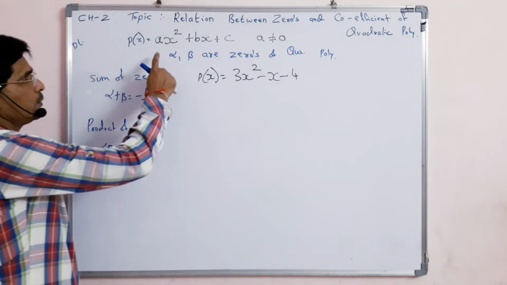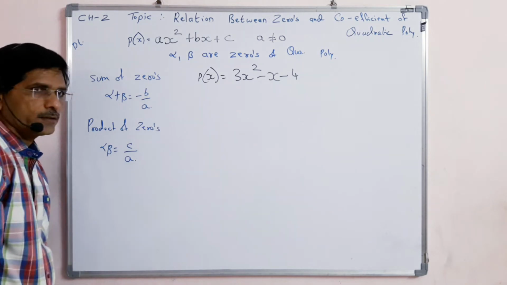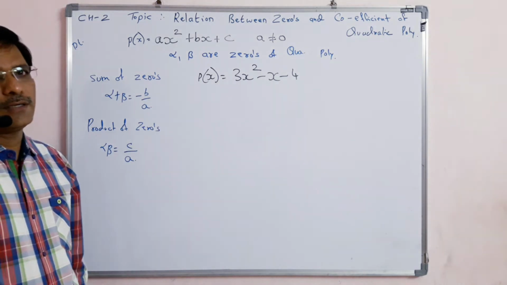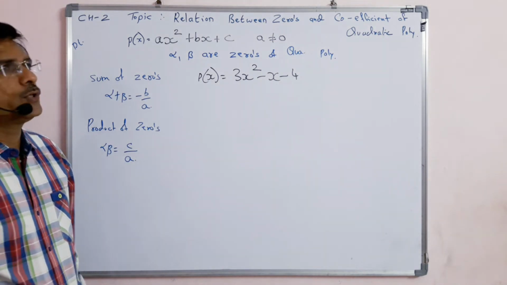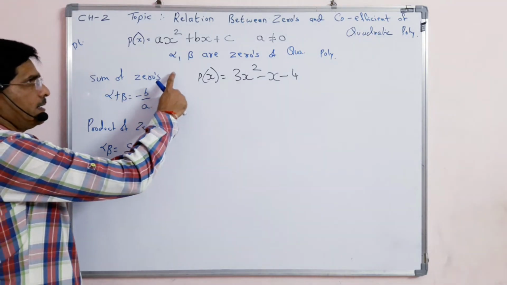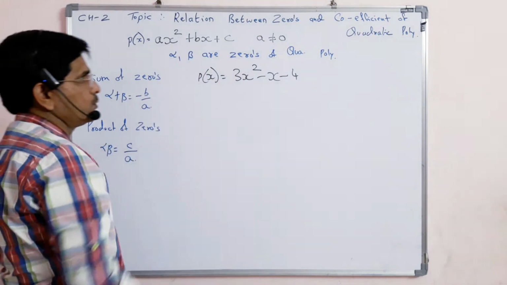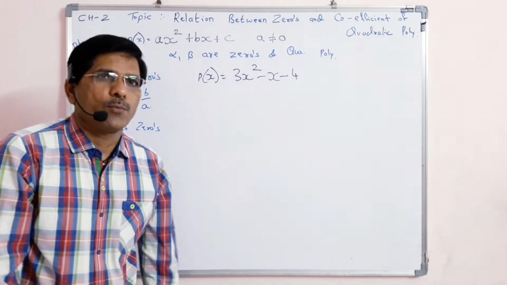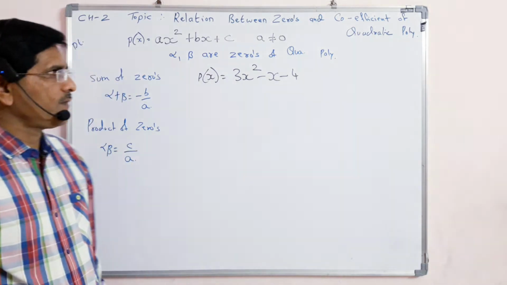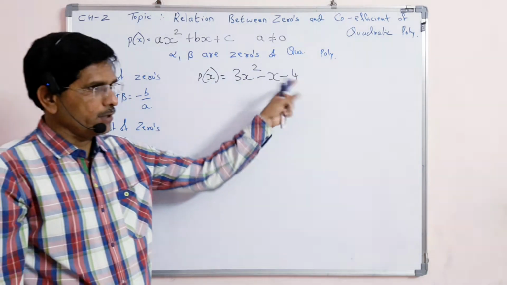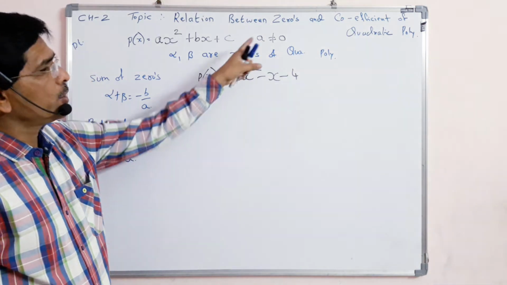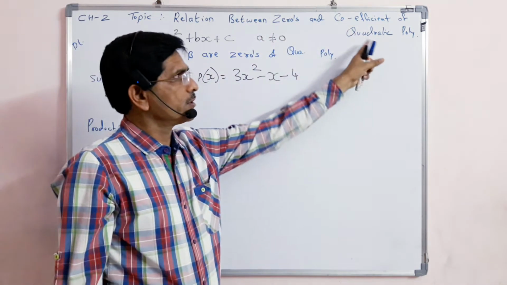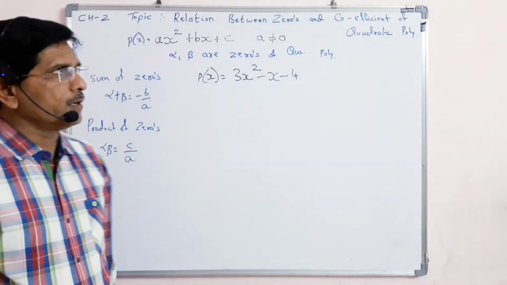Now there are two zeros. We know that a quadratic polynomial has two zeros maximum. So we can take alpha and beta as the zeros of the quadratic polynomial. So there is one relation between zeros and coefficient of quadratic polynomial.